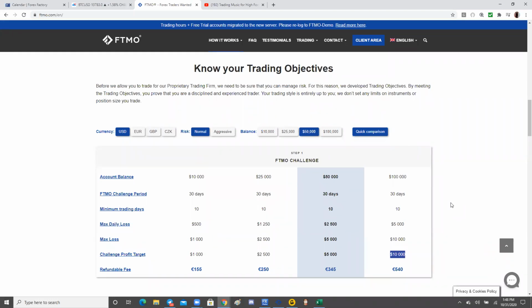The reason why only 8% of people pass this is because they practice proper risk management. 92% of traders fail because they do not implement proper risk management. So that's where we're going to go over with this. We're going to talk about the trading plan.